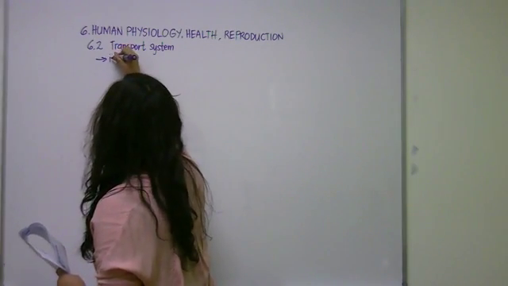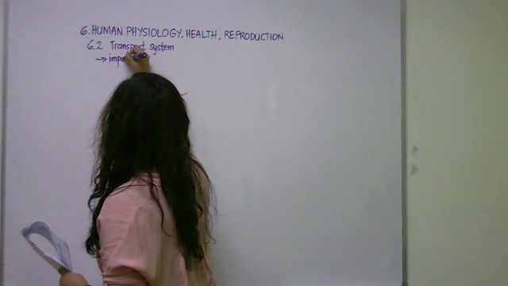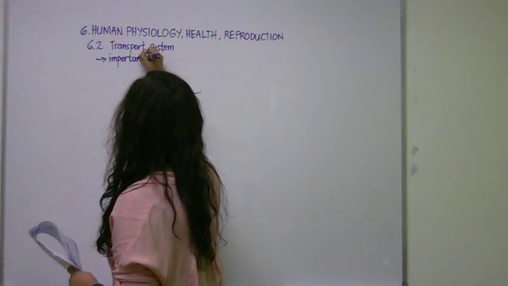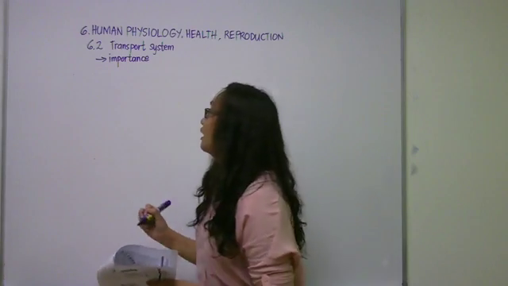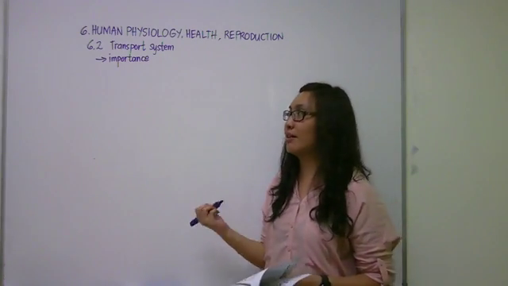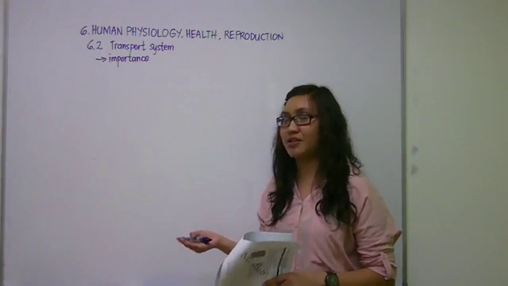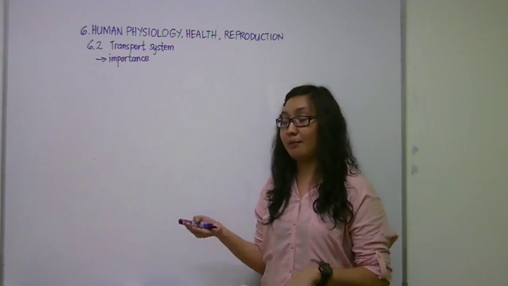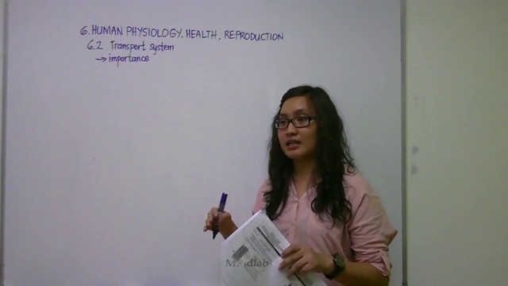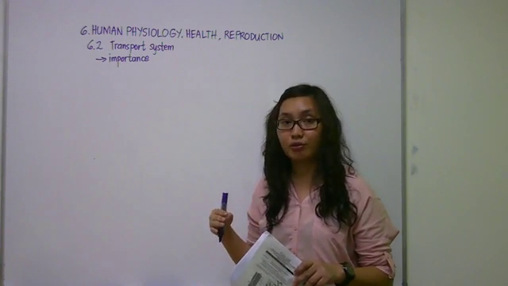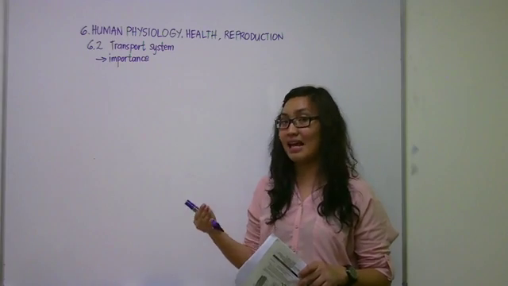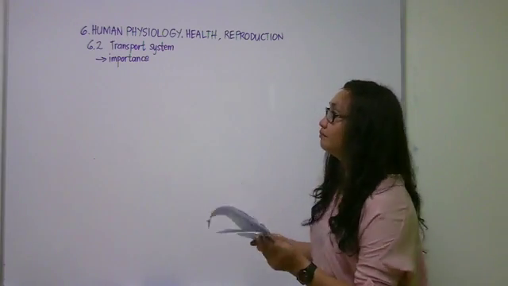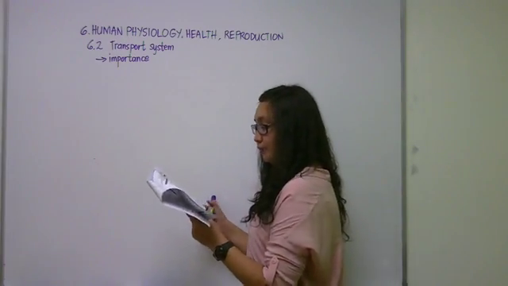Okay, so first, of course, we need to include the importance of the transport system. We have to indicate to our students that the reason why there's a transport system is that there are certain substances needed by most of our cells that are only going to be transported through the transport system, and that is the blood.